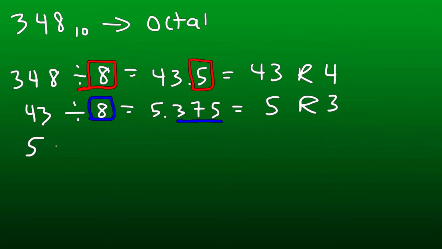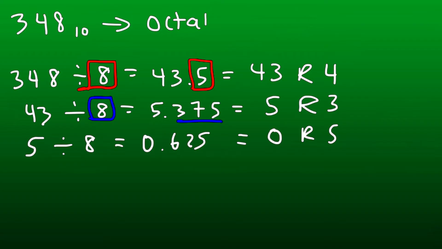Next, take the 5 and divide it by 8. Now, 5 is less than 8, so we can say that 8 goes into 5 0 times with a remainder of 5. But if you do 5 divided by 8, you're going to get 0.625. And so the 0 gets transferred here. And then if you multiply 8 by 0.625, you should get the original number that you started with, which will go here.